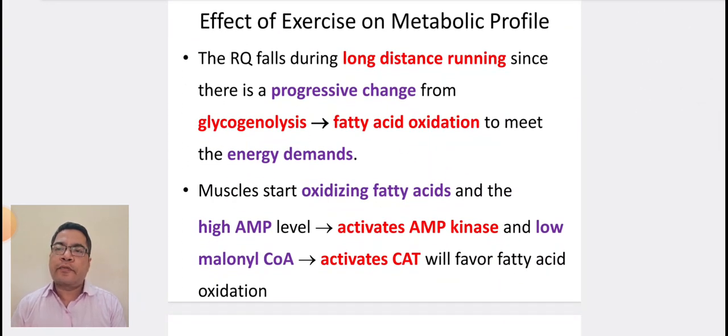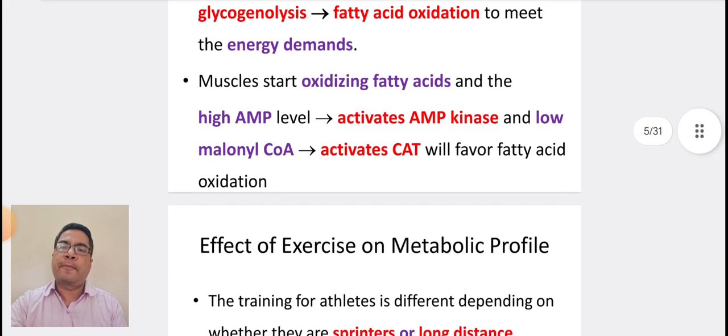The respiratory quotient falls during long distance running since there is progressive change from glycogenolysis to fatty acid oxidation to meet the energy demands. Muscle starts oxidizing fatty acids, and the high AMP level activates AMP kinase and low malonyl CoA activates CAT, which will favor fatty acid oxidation.